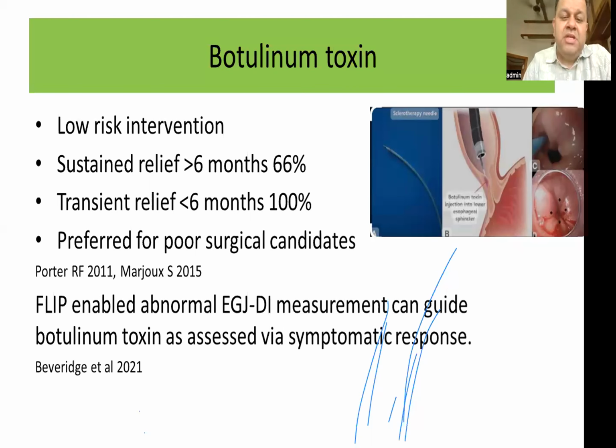Now, FLIP comes into an important role in this modality. In the West, there have been studies where FLIP-enabled EGJ distensibility index has been measured, and it has been used as a guide to inject botulinum toxin to determine good symptomatic response. Botulinum toxin is usually injected in a dose of 25 units in all 4 quadrants in patients who are poor surgical candidates.